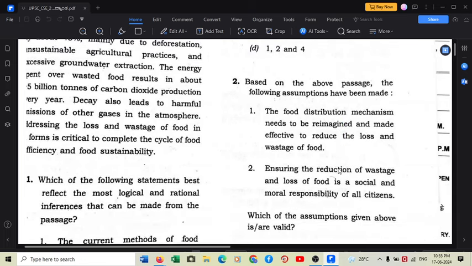So definitely yes. The food supply chain has to be redesigned and made effective so that loss and wastage of food could be reduced. Definitely that is correct from the first 3-4 lines of the passage.